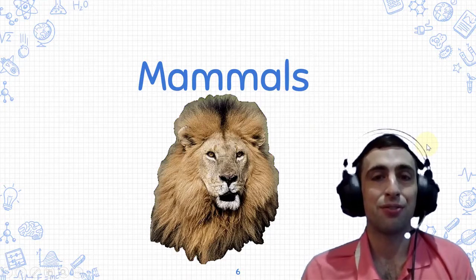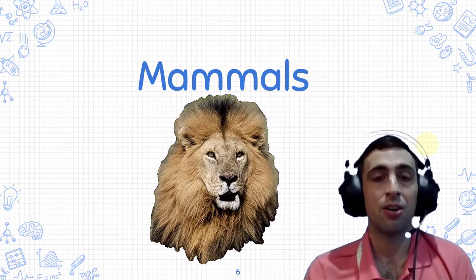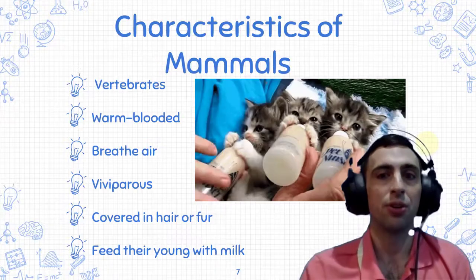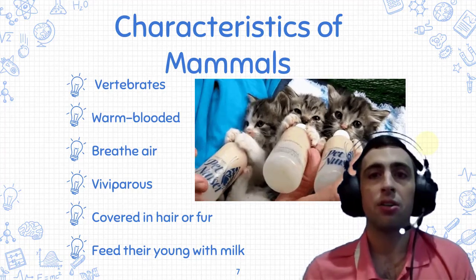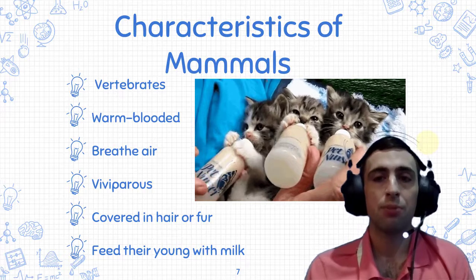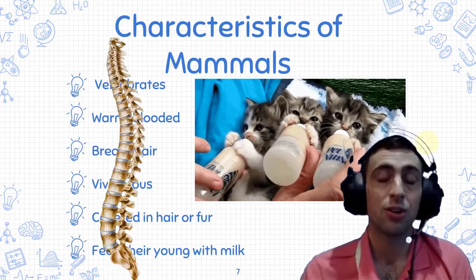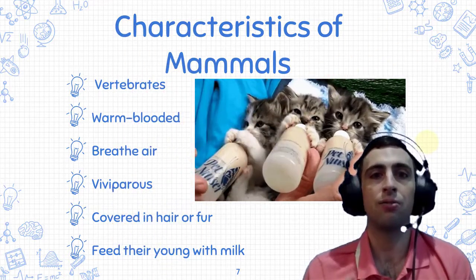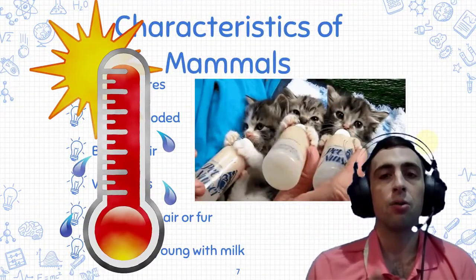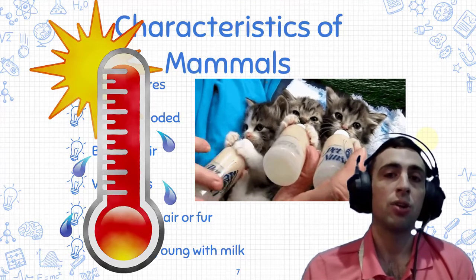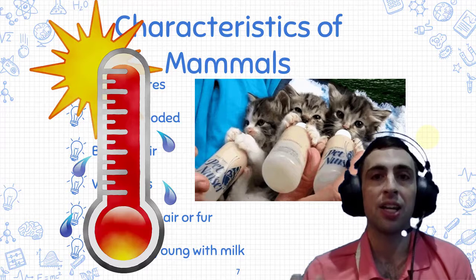The first kind of vertebrate we'll talk about today are mammals. And you can see this picture, a lion is a mammal. So what are 5 characteristics of mammals? Of course, mammals are vertebrates. All of the animals we're talking about today are vertebrates. They are warm-blooded. Warm-blooded means that you can control your own body temperature.